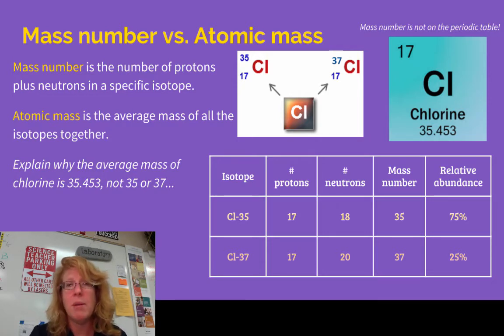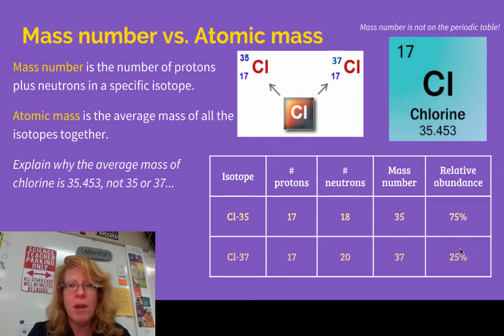The table down at the bottom gives you a little bit more details about it. The number of protons is always 17. It's chlorine. The number of neutrons is different, right? Because that's what mass number and isotopes tell us. The number of neutrons in chlorine-35 is 18 versus 20 in chlorine-37. That's what makes it just a little bit heavier. Mass numbers are also given to you, sort of by definition. Chlorine-35 has a mass number of 35. That's what that number means.